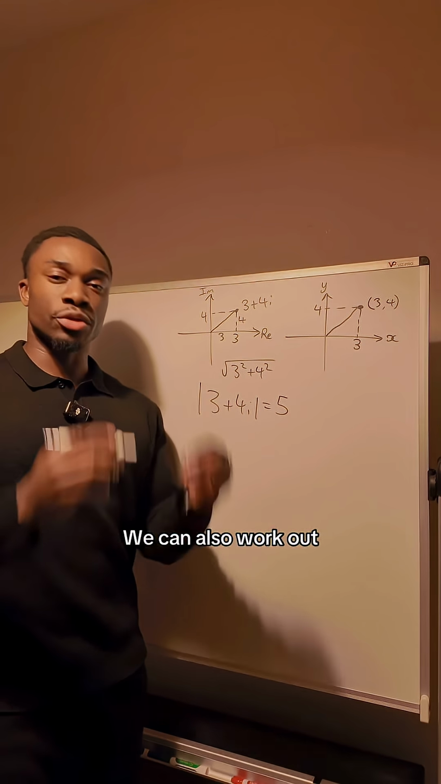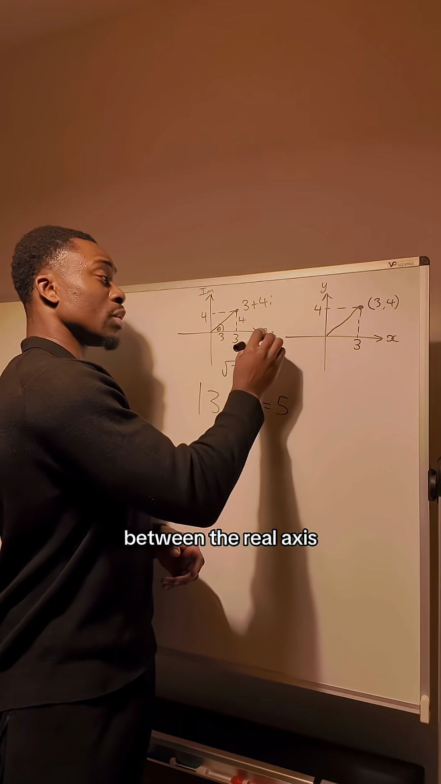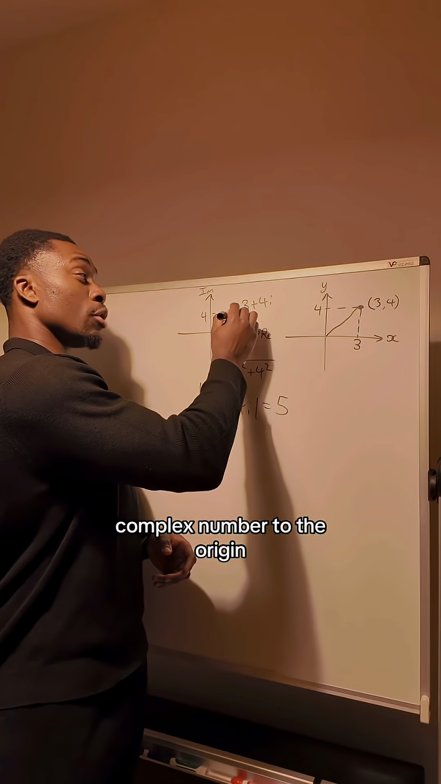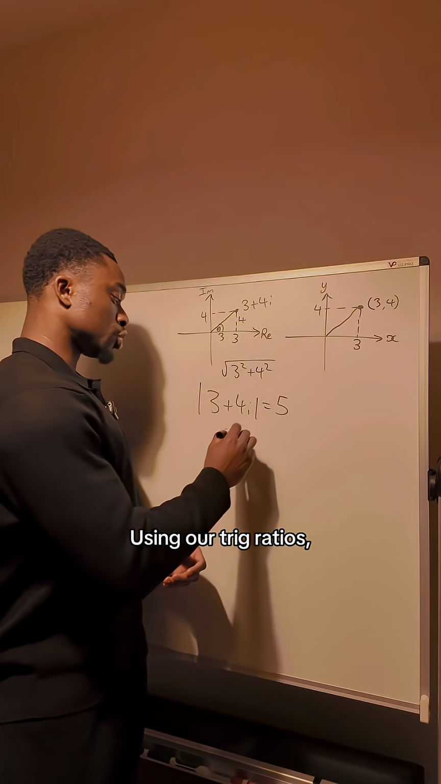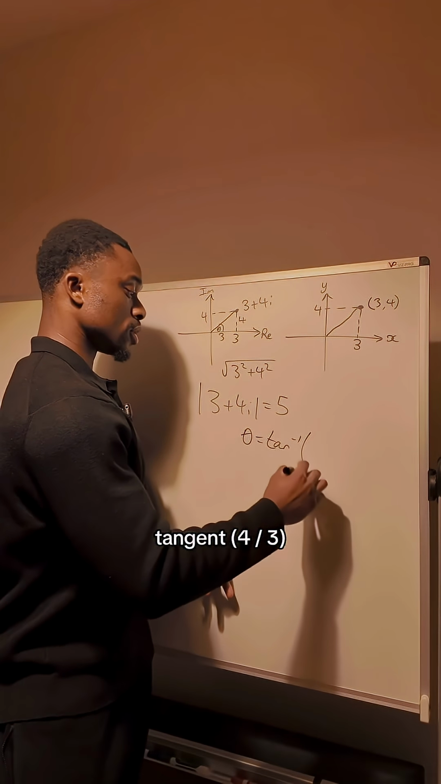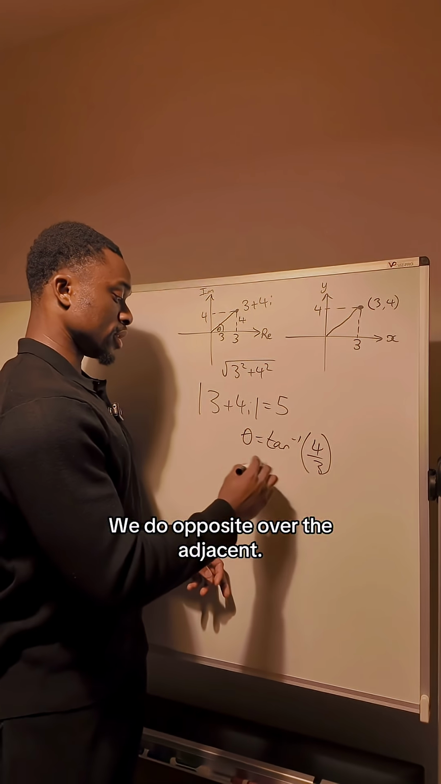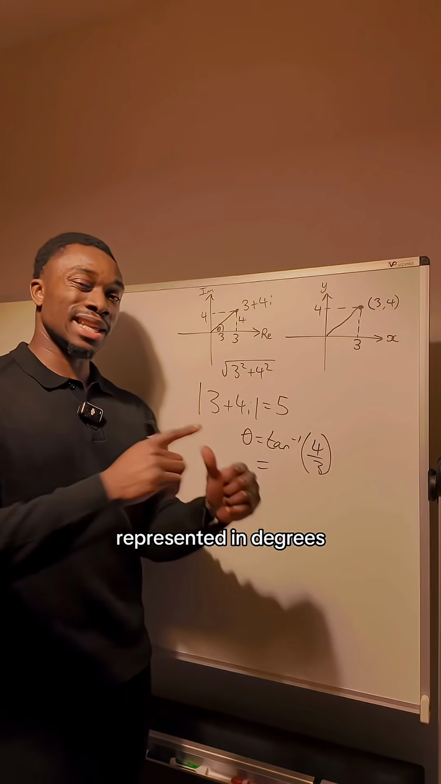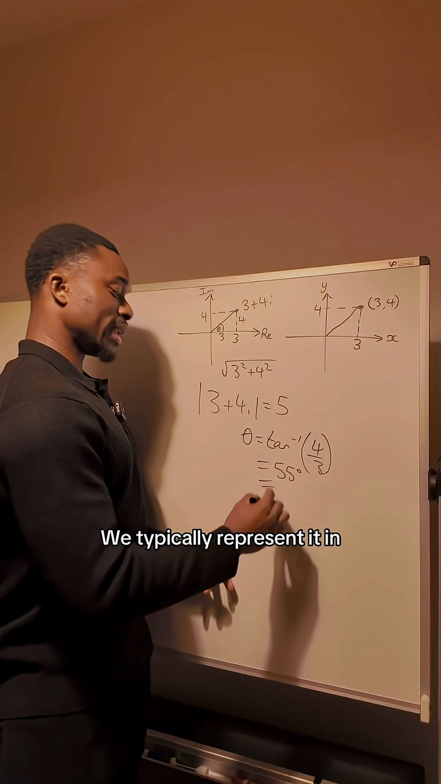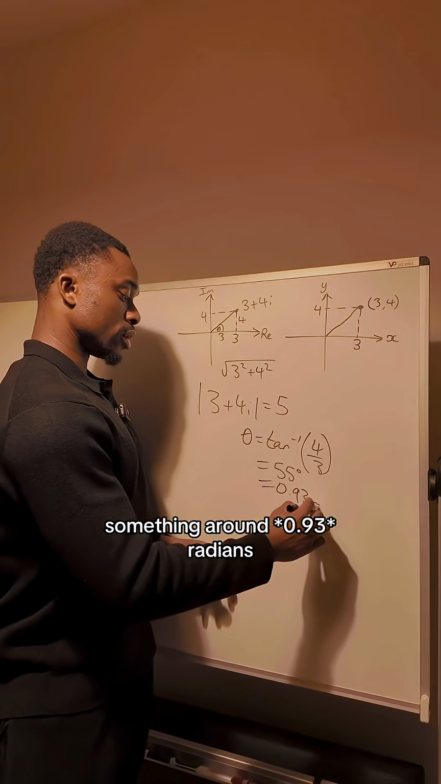We can also work out the argument, and the argument represents the angle between the real axis and the line from the complex number to the origin. Using our trig ratios, we can work out that the argument is the inverse of tangent 4 divided by 3. We do opposite over the adjacent, and this angle can be represented in degrees and in radians. We typically represent it in radians, which is something around 0.93 radians.